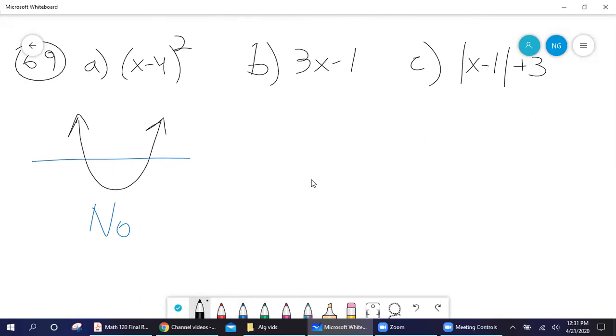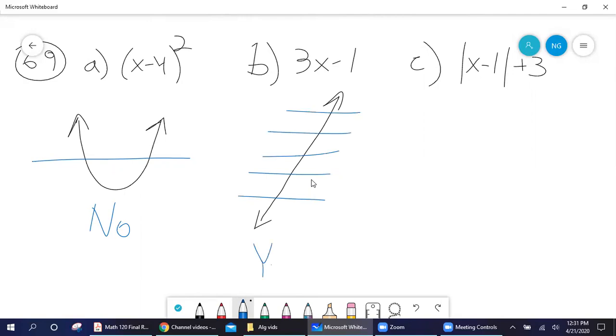Letter B is just a line with a slope of 3, starting down 1. Any horizontal line would only hit that once. It doesn't matter where I drew the horizontal line. So yes, that is a one-to-one function. Letter C, absolute value functions look like a V. A horizontal line would hit it more than once. That means it does not pass the horizontal line test, and it is not a function.